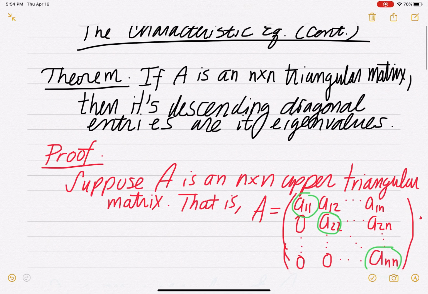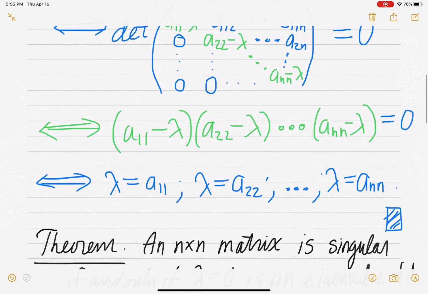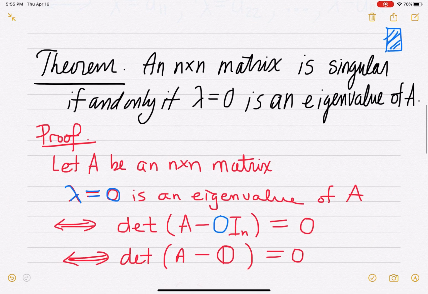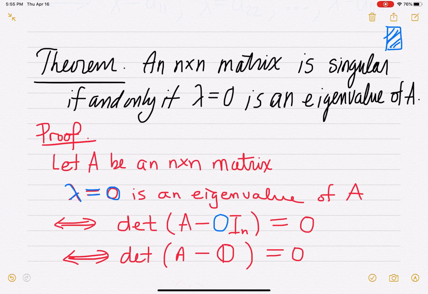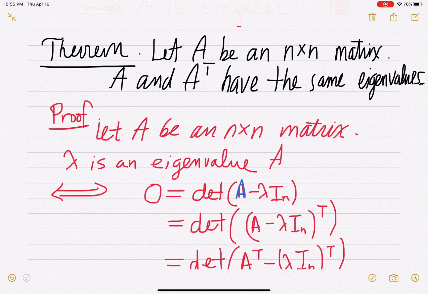So the big results here: for triangular matrices, their eigenvalues are just their diagonal entries. The other result is that singular matrices have 0 eigenvalues, and matrices with 0 eigenvalues are singular, meaning they're not invertible. And then A and A transpose will always have the exact same eigenvalues.